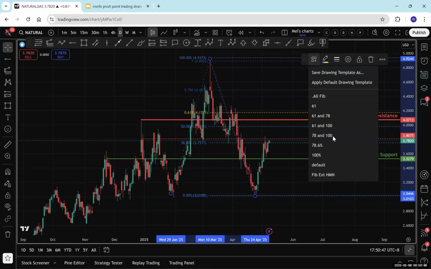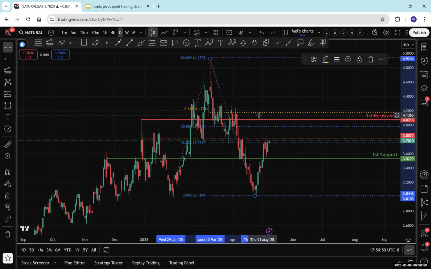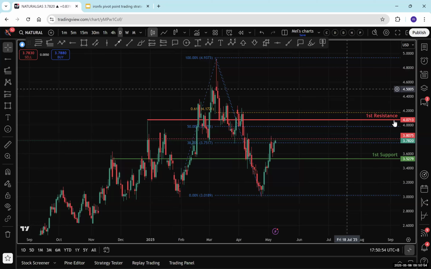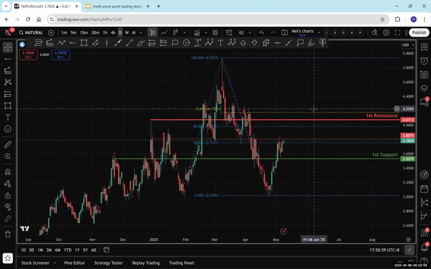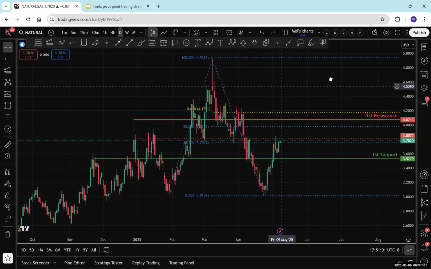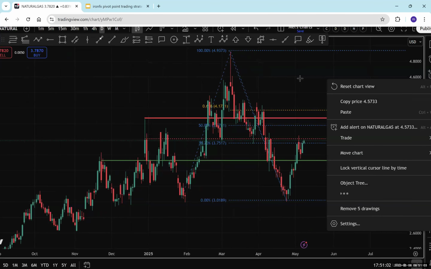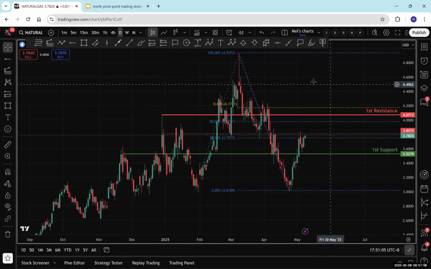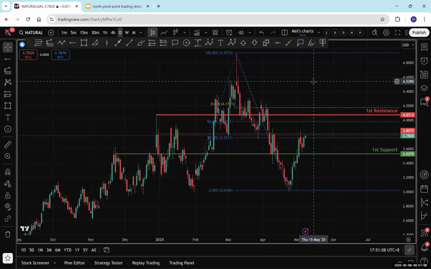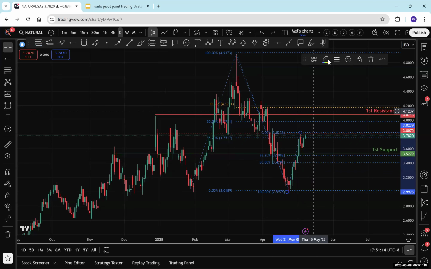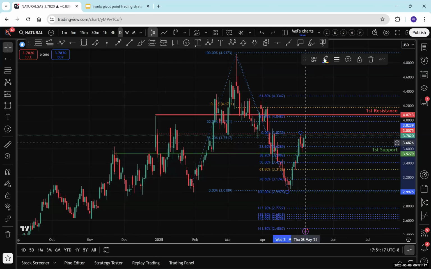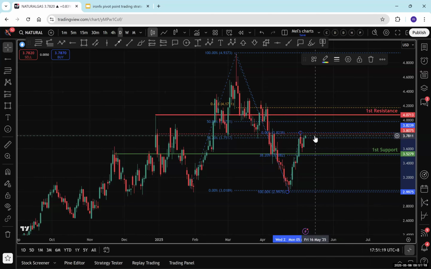Okay, 61.8 lines up. So with Fibonacci, your levels don't have to line up exactly with your horizontal resistance or support levels, because we're looking for areas more so than specific levels. Okay, so this is fine. I think that's all the levels we have. I might add a retracement here. Okay, my 38 lines up with that first support.